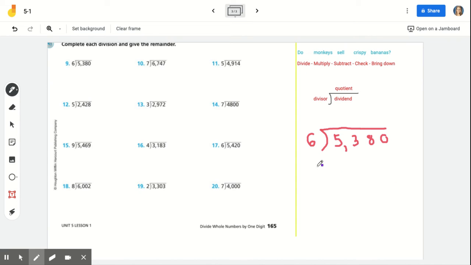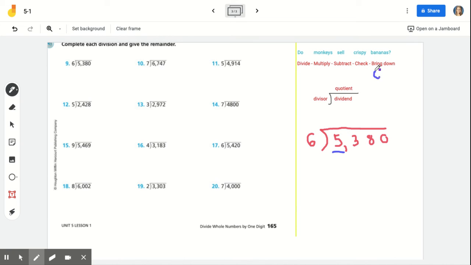And what we're going to be dividing, we're going to be looking at this divisor, and we're going to start all the way on the left of the dividend, working our way over, seeing how many times 6 can go into each of these digits. So starting off for 5,380, I want you to underline the first digit all the way to the left, which is the digit 5. You always want to look at the digit closest to the divisor number. And you're asking yourself, how many times can 6 go into 5?